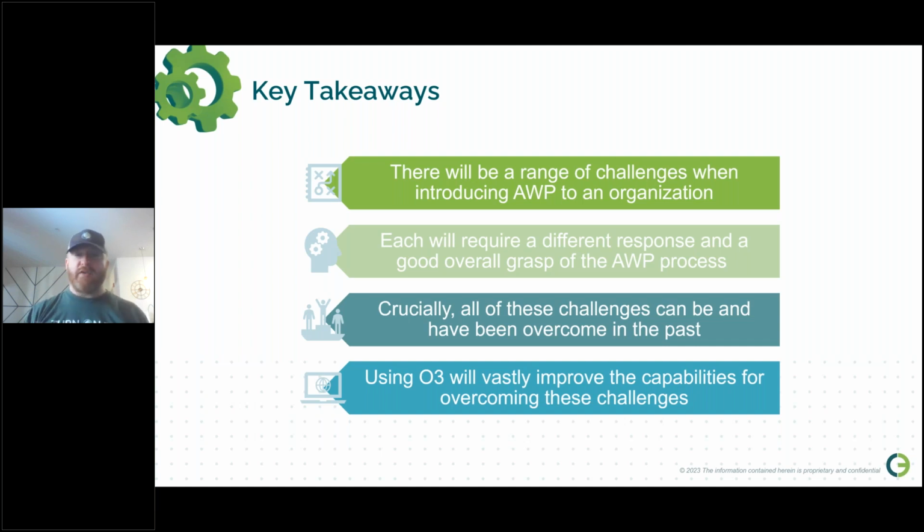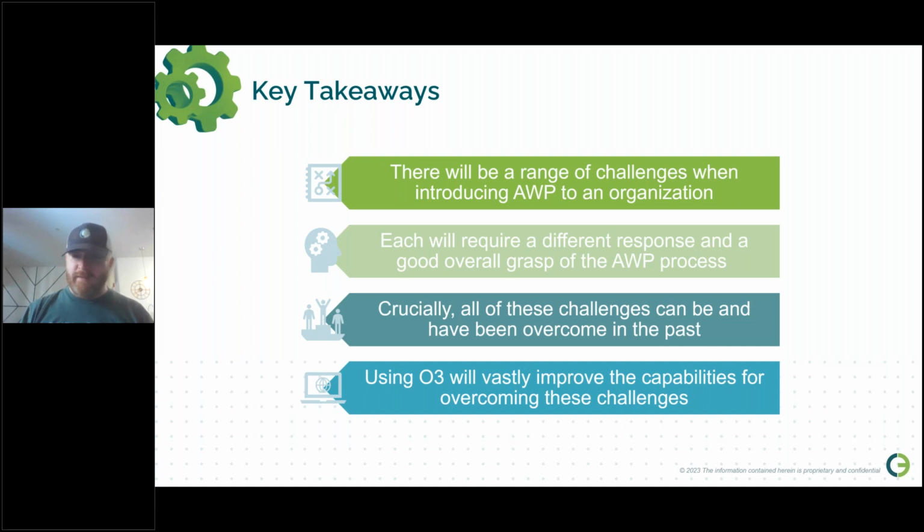A lot of these challenges require a different response. You need to have a good understanding of the AWP process to be able to craft an effective response to each of these challenges. If the challenge is data, where am I getting my data from? If the challenge is people, how can I help or educate them in understanding AWP?